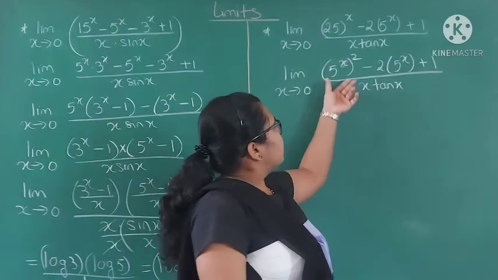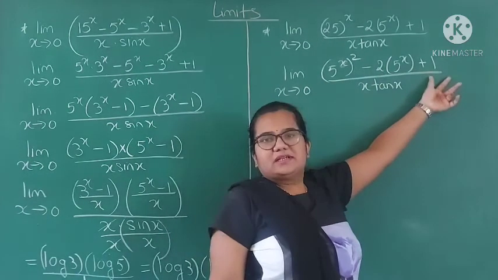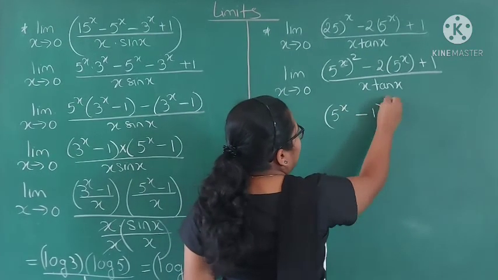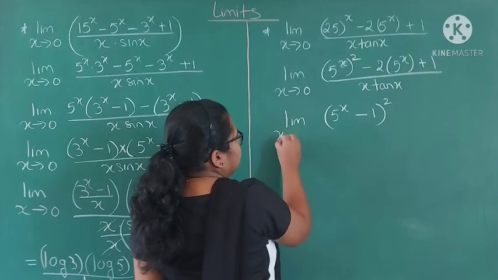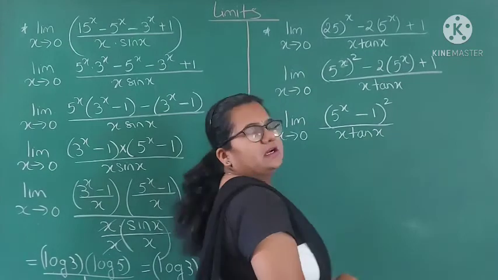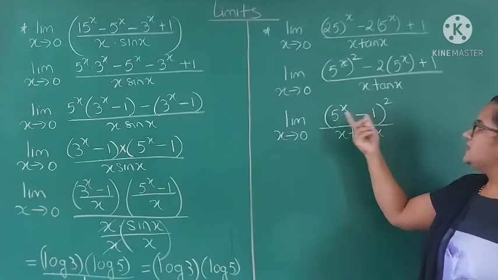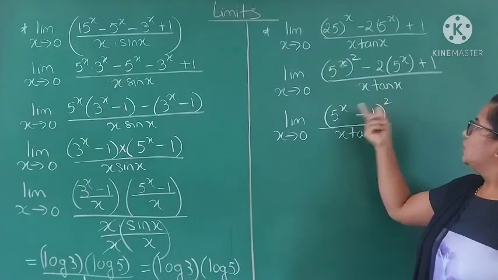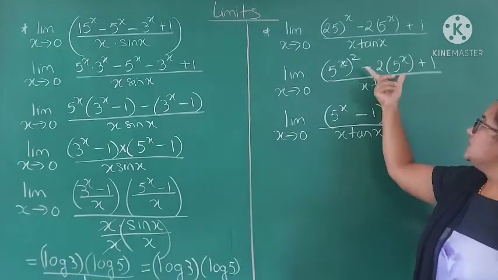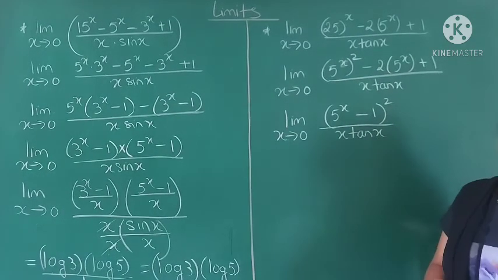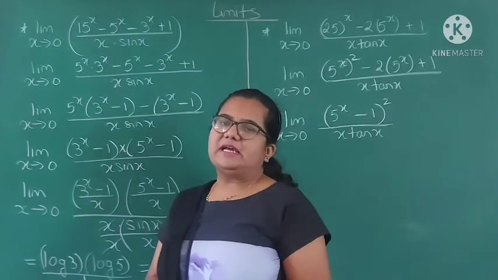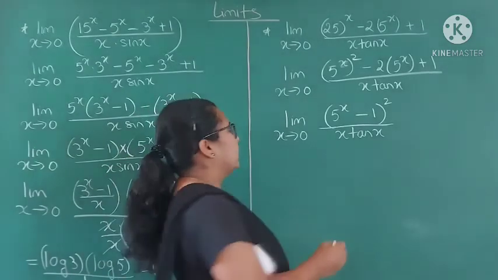Right? So what is this? a square minus 2ab plus b square. So is it in the format of 5 raised to x minus 1 whole bracket square? Yes or no? Yes. It is in this format only, into x tan x. Clearly, a minus b whole square is a square, so 5 raised to x whole square, minus 2ab is 2 into 5 raised to x, and b square is 1. So this is in the format of 5 raised to x minus 1 whole bracket square upon x tan x. Now what will we divide the numerator and denominator by? Clearly we will have to divide by x square.